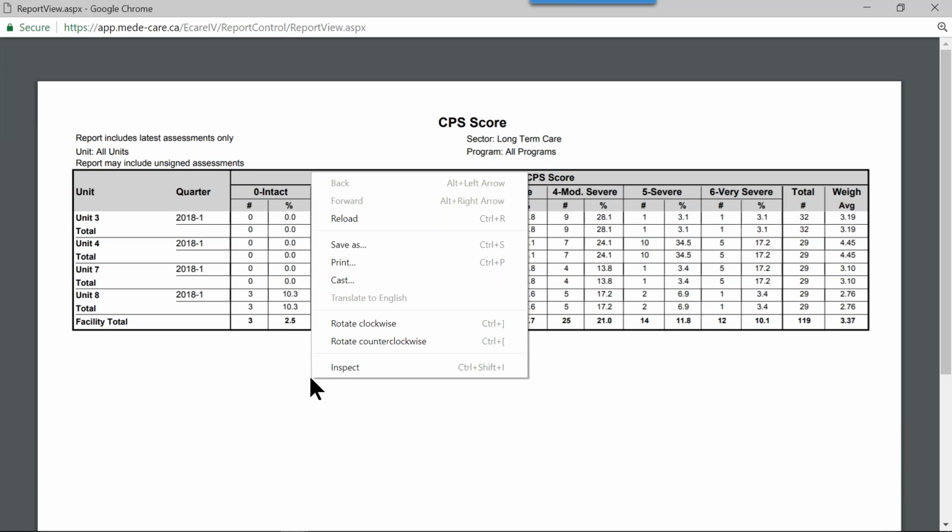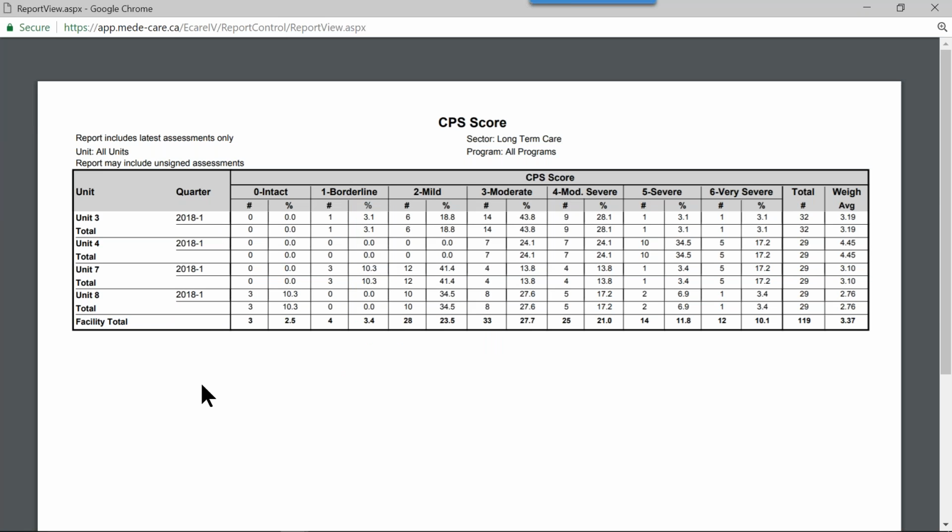And then what would be even more interesting, if you ran this over a couple of quarters, instead of just 1 quarter like I have, if you ran this over a few quarters, you could see how the numbers are dropping off over time if you're actually improving things on that particular measure.